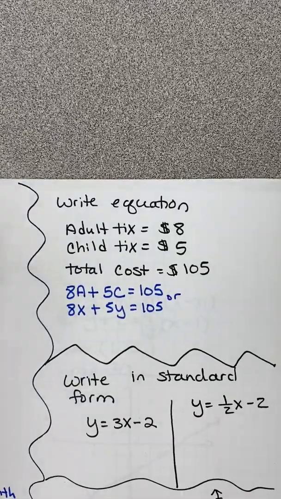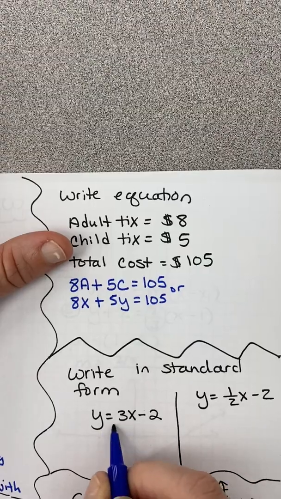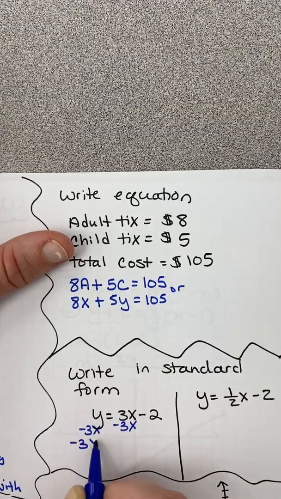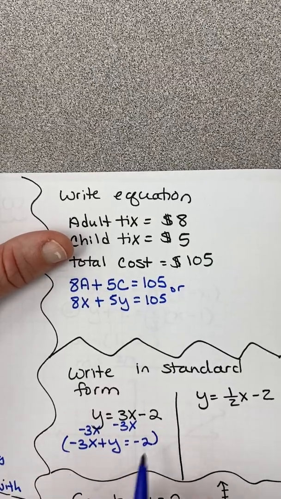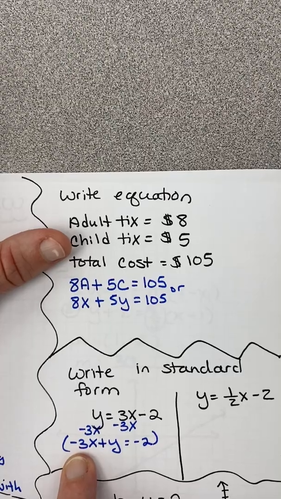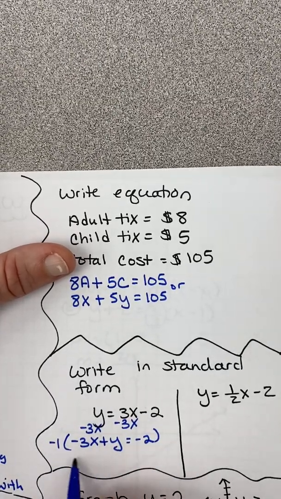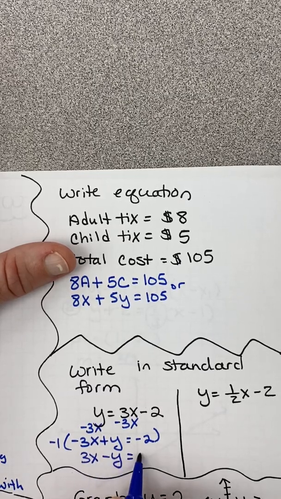Write in standard form. Okay, so standard form is X, Y, answer. So the first one, I'm just gonna move stuff around. I want my X to go over here, negative 3X, negative 3X. So I have negative 3X plus Y equals negative 2. My coefficient of X cannot be negative. So I'm gonna multiply the whole thing by negative 1, and I get 3X minus Y equals 2. So that's my answer in standard form.